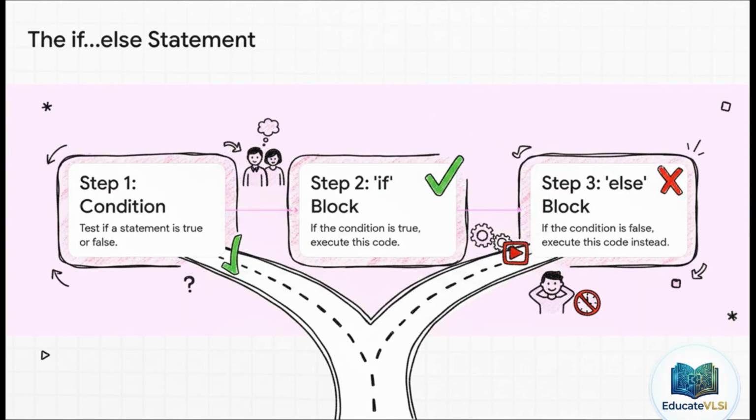And the answer is the good old if-else statement. It's basically a fork in the road for your code. First, you set up a condition, a test, using those operators we just talked about. Something like, hey, is the number in the marks box greater than 50? If the answer is yes, or true, the code in the if block runs. If the answer is no, it just skips that and runs the code in the else block instead. It's that simple. It's the most fundamental way a program makes a choice.